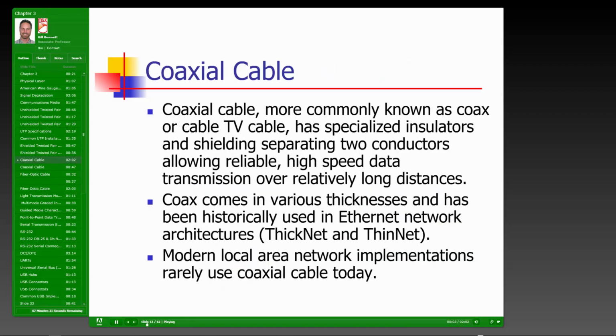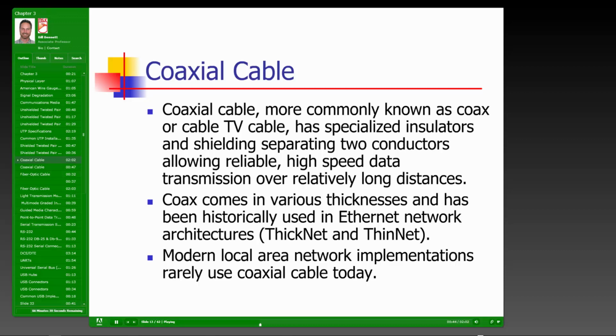Depending on whether you have cable TV at your house or not, you may or may not have seen coaxial cable before. Coaxial cable many times is referred to, in fact, as cable TV cable. It has specialized insulators, shielding, separating the conductors. There's a solid, we'll see this in the graphic coming up, so I'll explain it when we get there. There's a solid copper core with like a fiberglass shielding around it, and then you have the outside braiding, which is the ground. It's capable of high-speed data transmissions over relatively long distances, and it does come in various thicknesses.